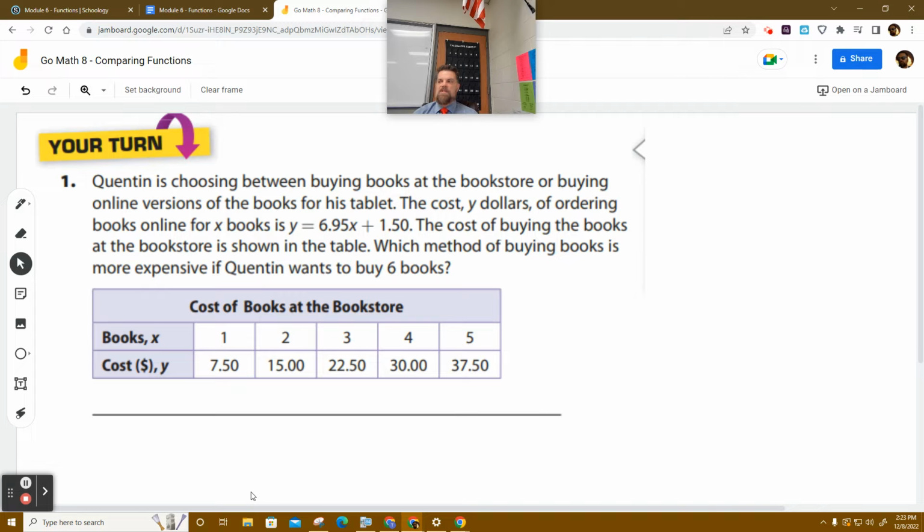Is there anybody that wants to read this out loud? Me. Okay, you can do it. Read loud though. How do you say the name? Quentin.